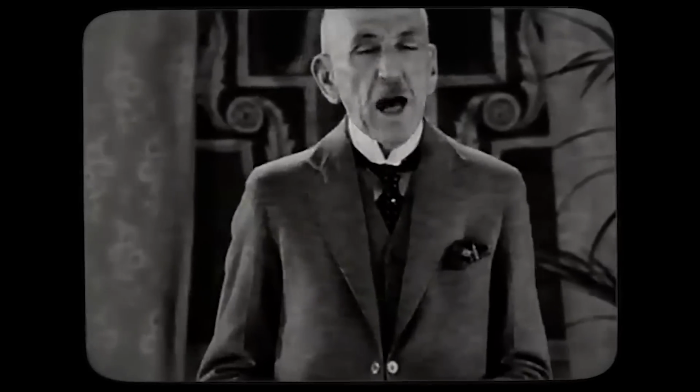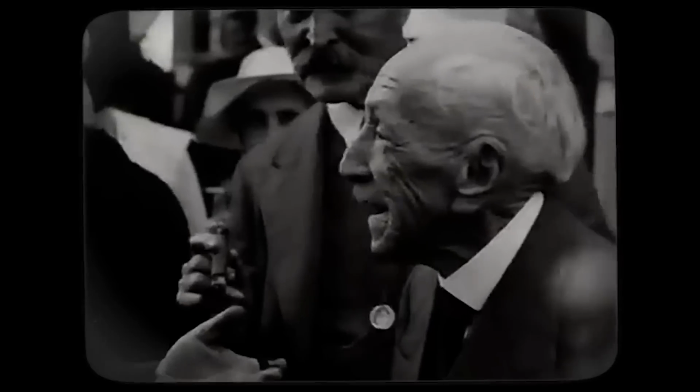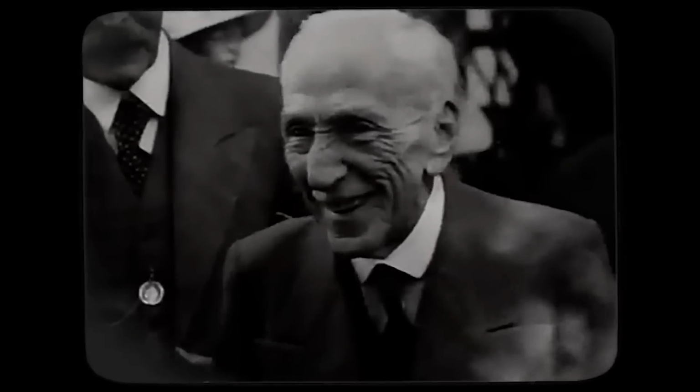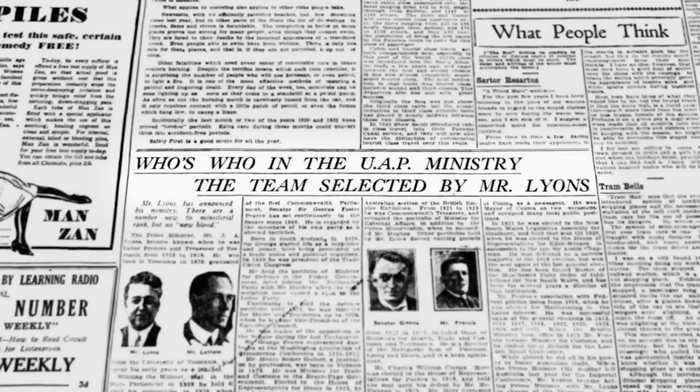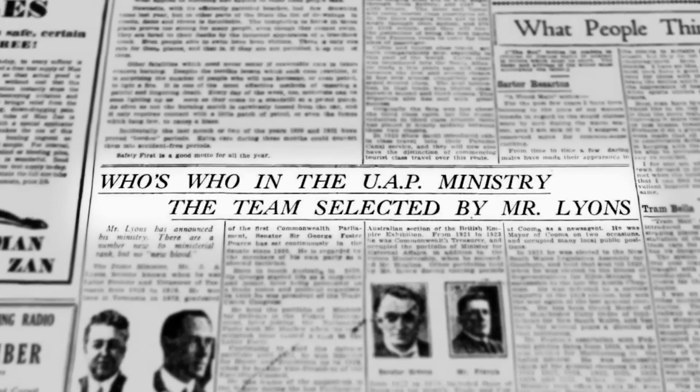But when Hughes sided with Labor, he was actually expelled from the Nationalist Party. He then formed his own Australian party, but the formation of the UAP gave him a chance to get back into a majority party, and he snatched that opportunity. So in 1932, the UAP won a convincing election, making Joseph Lyons the Prime Minister.